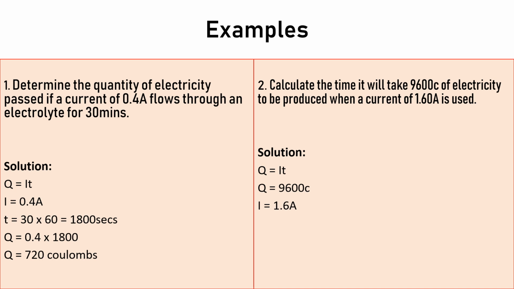So we can make time the subject of the formula. How would the equation look like? It will look like T equals Q over I. And then divide 9600 coulombs by 1.6 amperes. And that will give us what? The time to be 6000 seconds.